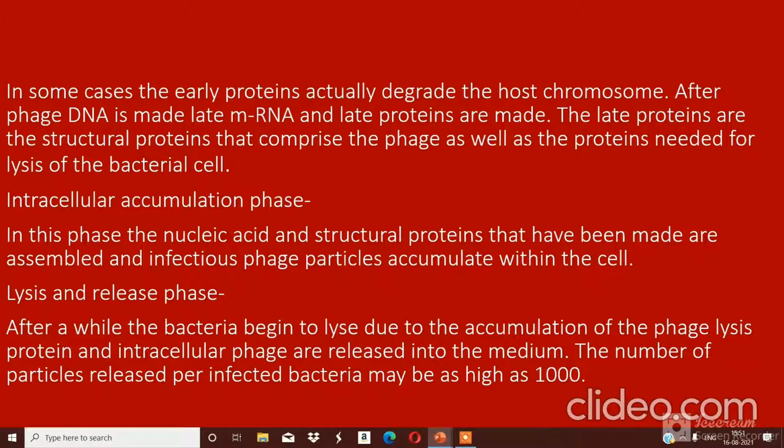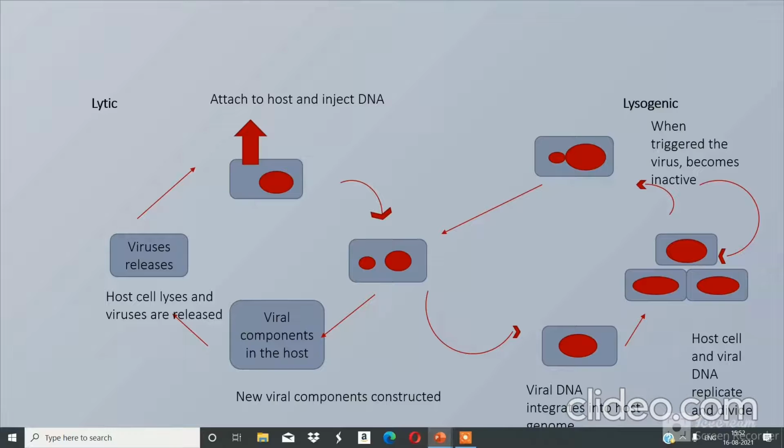Okay, so next is intracellular accumulation phase. What is intracellular accumulation phase? In this phase, the nucleic acid and structural proteins that have been made are assembled and infectious phage particles accumulate within the cell. Next is lysis and release. In this phase, bacteria begins to lyse due to the accumulation of the phage lysis protein, and intracellular phage are released into the medium.